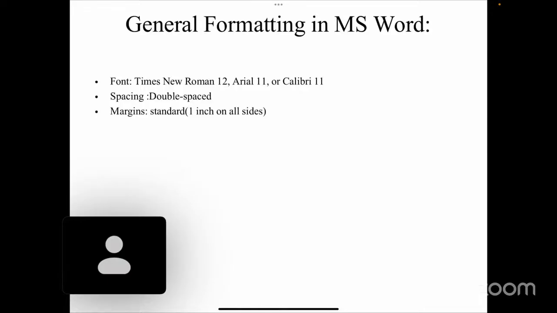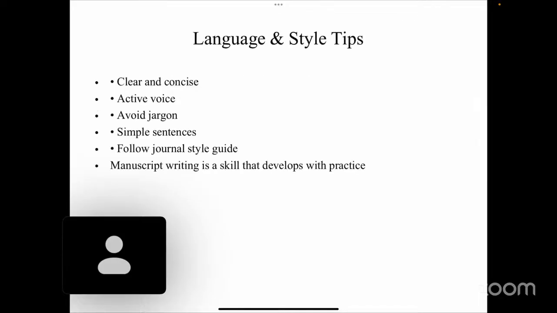This is just simple tips for general formatting using Microsoft Word: Times New Roman size 12, or Arial size 11, or Calibri size 11, double spaced, and standard margins.